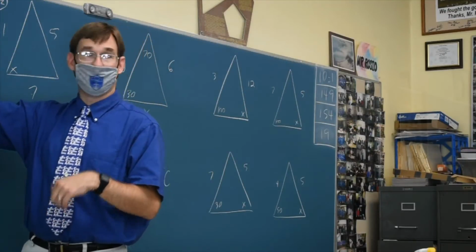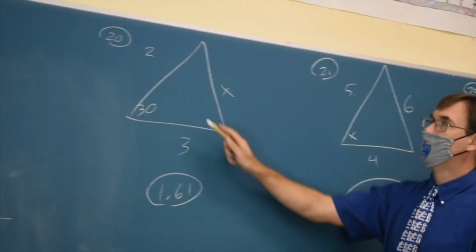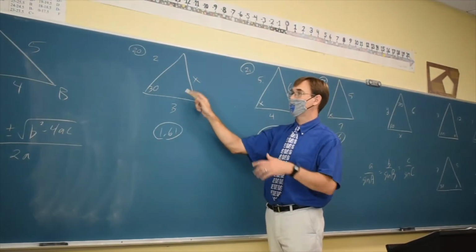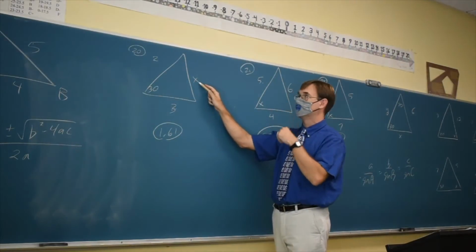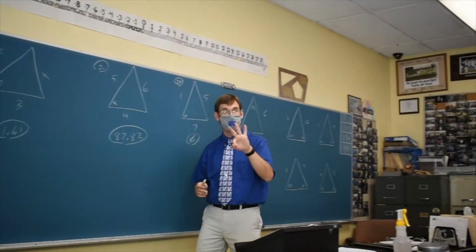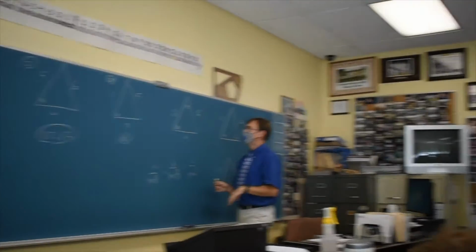Number, number, number. Use law of cosines. Number, number, and there's my x. That's fine. There's three sides. They all have names of some sort. There's a variable we could solve on one of them. That's fine. That's a law of cosine setup if all three sides have names.